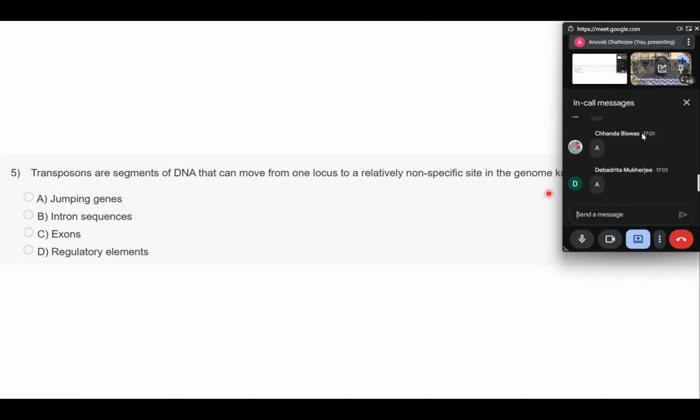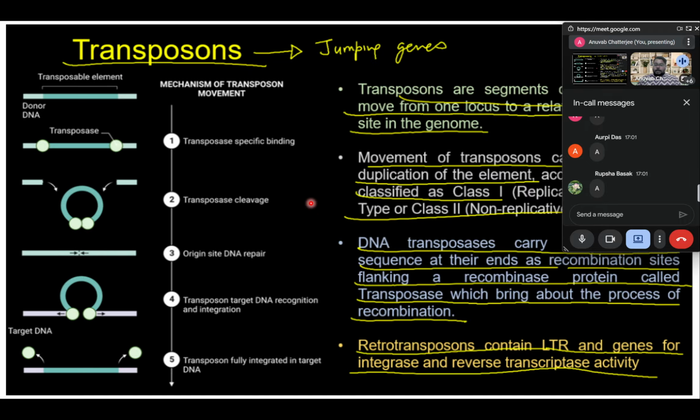A lot of answers coming in. Chanda Devarkar says it is A, jumping genes. Srijoni, Koel, and Orupi also agreed that it is jumping genes. Ruksha also says transposons are known as jumping genes. So let us look at it.